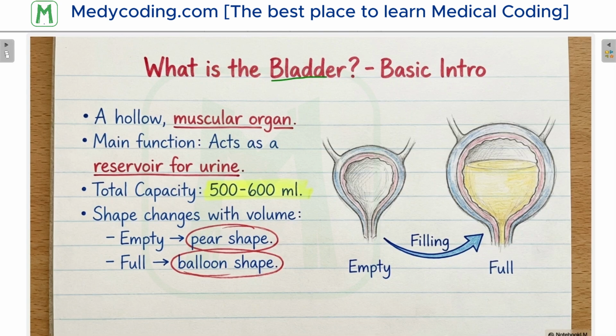So what is the bladder? The bladder is a muscular organ and it is like a reservoir for the urine. Urine is collected in this storage and it will drain when it is required. The capacity of the bladder is 500 to 600 milliliters, and the shape of the bladder will change based on the volume of urine. If it is empty, it will be in a pear shape. If it is full, the shape will change. It will become like a balloon.